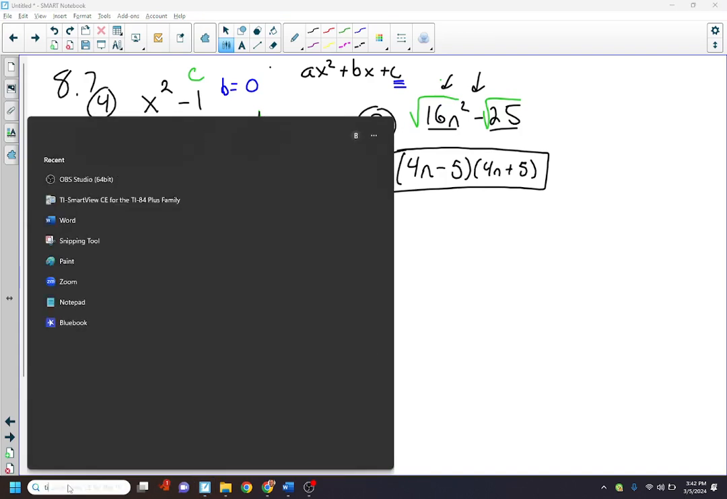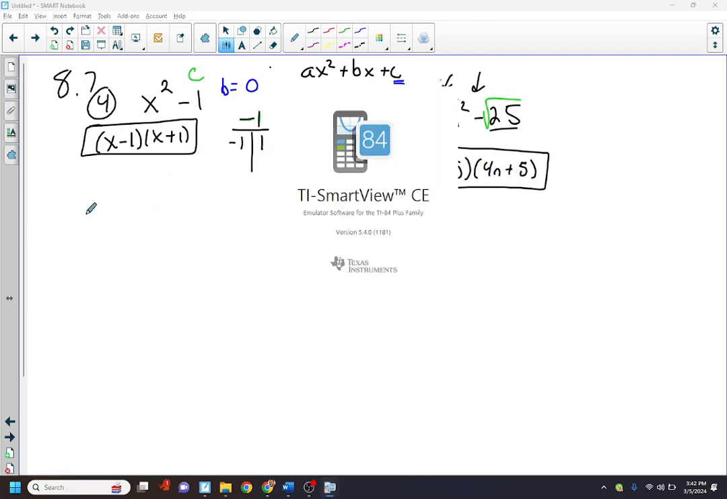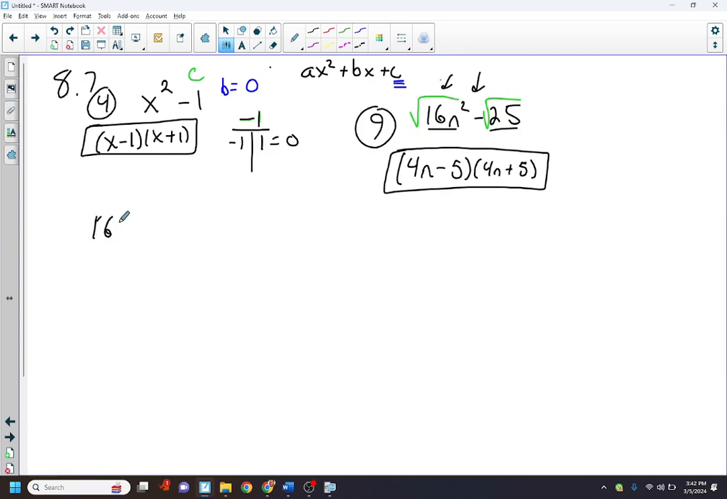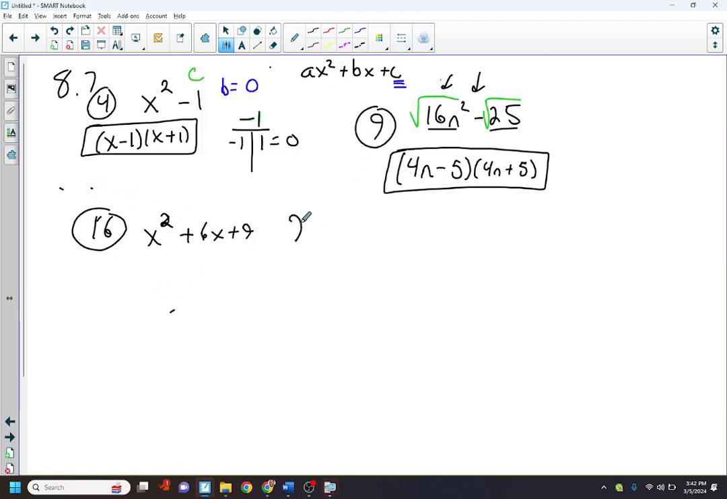I'll pull up the calculator and I'll show you. I'm going to show you how to get all the factors in the calculator. Let's go to number 16, which is x squared plus 6x plus 9. So in this case, I need to multiply to 9, 3 times 3, that adds to 6. So 3 times 3 is correct.